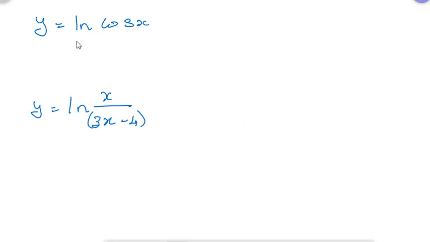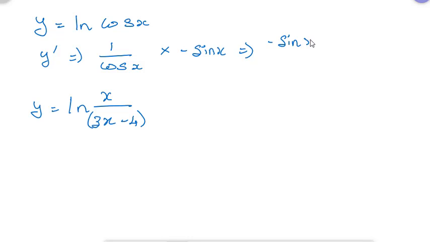Next one: y is ln of cos x. I have to find the differentiation, so I write 1 by cos x. If I differentiate the cos x, the value changes to negative sin x. So you can write negative sin x over cos x. You already know sin x over cos x is equal to tan x, and there is one more negative sign, so it's negative tan x. That's the finalized answer.